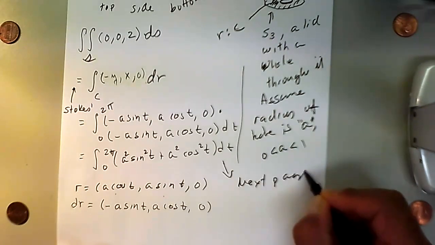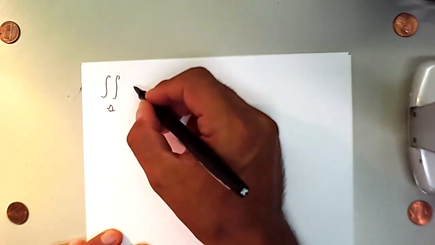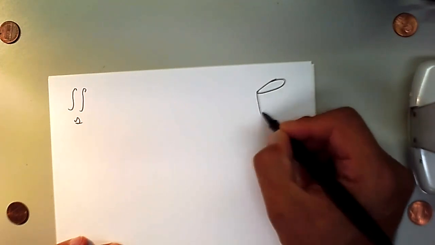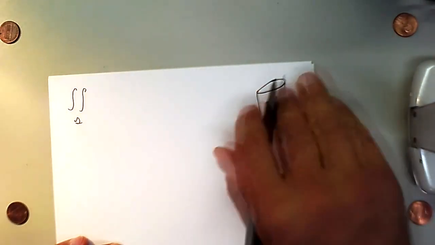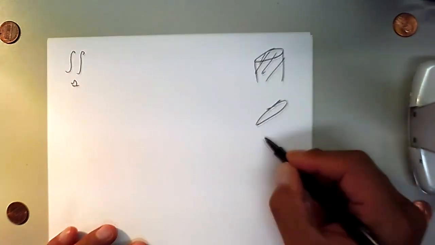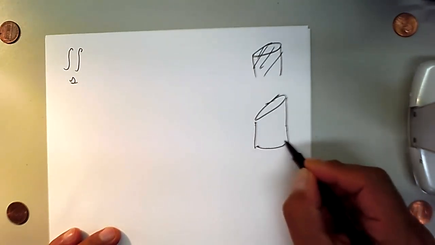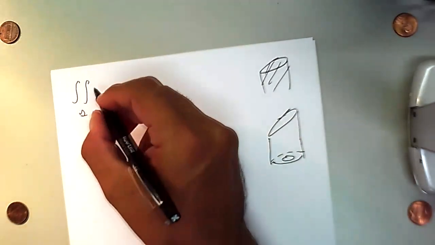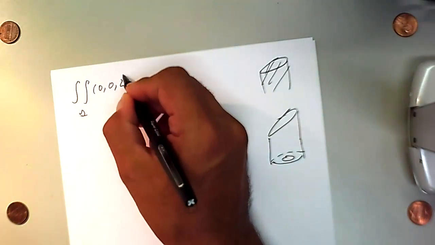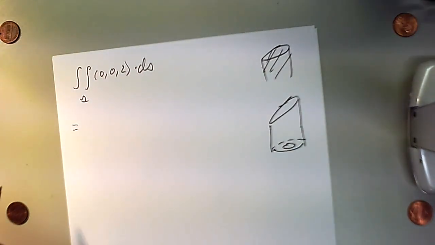Next page. So we have the double integral over the surface. Which surface? Let's recall what surface we're dealing with. This is an inclined cylinder. That looks too flat. Let me scratch that. Inclined cylinder. Although it doesn't matter because we're not even taking that into account. And then the bottom is a lid with a hole in it of radius a. So 0, 0, 2 with respect to the surface. And then we continue here.